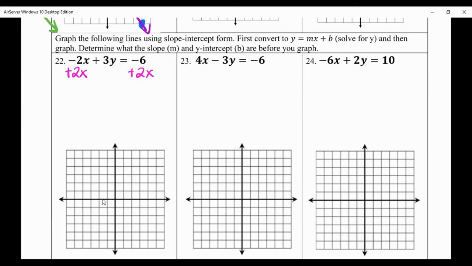When we rewrite, we want to write the x term first on the right. So I'm left with positive 3y on the left equals 2x minus 6. If this was a minus, we'd want to make sure that we brought down a negative sign, but it's not, so we don't need to.